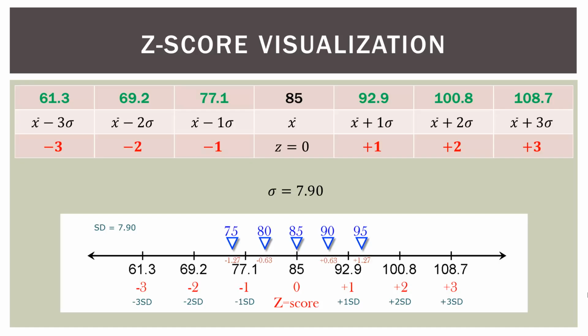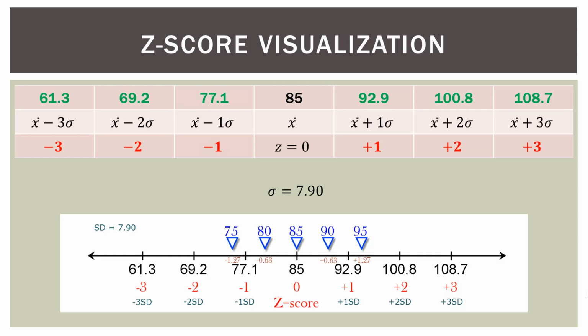Now our test scores, we actually have to place them within our line graph here. So in the middle, we actually have our test score that was 85. Remember, that was a z-score of 0 because it's the same as the mean. Then our test score of 90 was 0.63 standard deviations above the mean. So it has a z-score of 0.63. Now look at the score of 75. That is a z-score of negative 1.27 because 75 is 1.27 standard deviations below the mean.